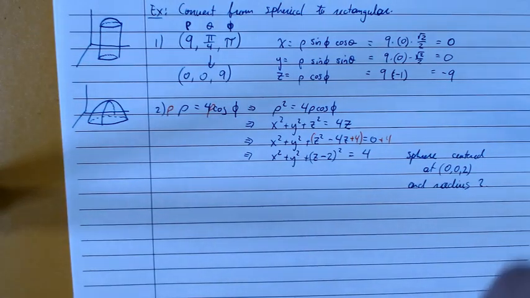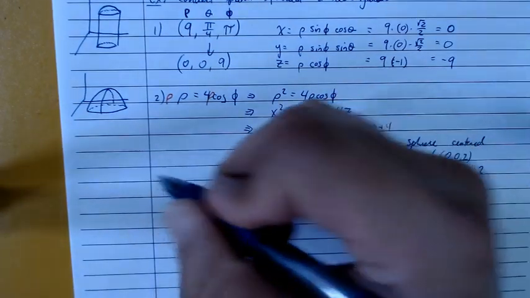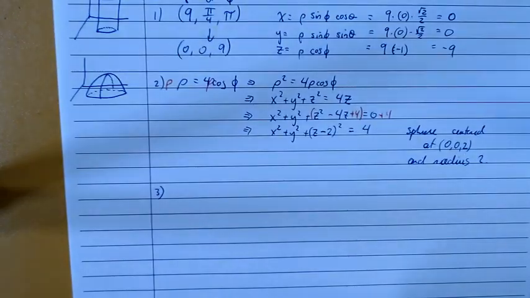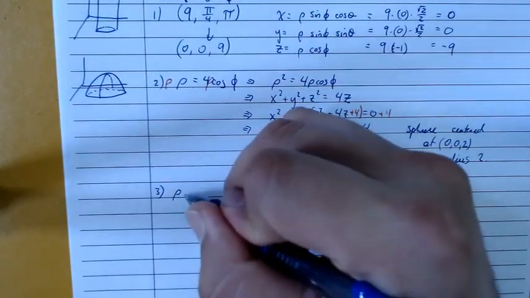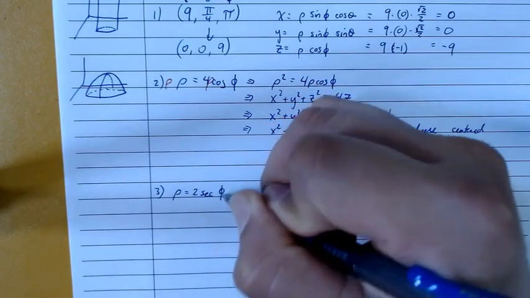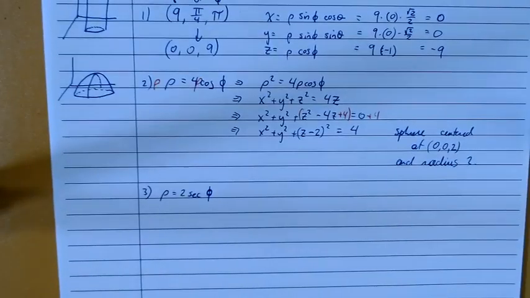Now, that's not to say everything is always nicest in spherical or cylindrical. For example, go ahead and try this one. Go ahead and convert, same thing, from spherical to rectangular. Try rho equals 2 secant of phi. Go ahead and pause and convert. And once you're done, go ahead and unpause and we'll go through it together.